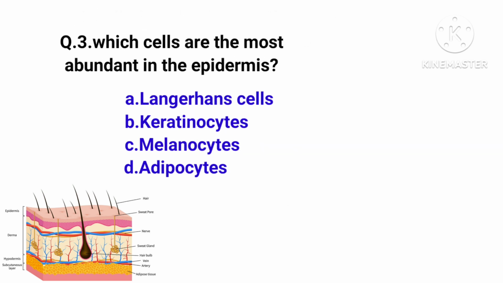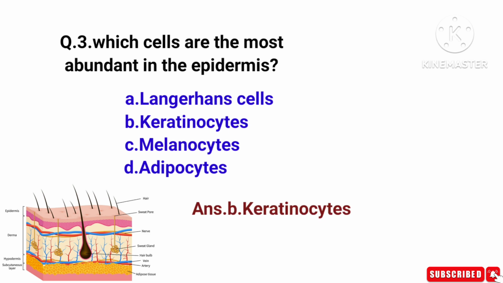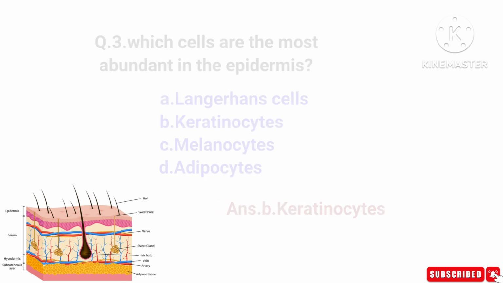Question number 3. Which cells are the most abundant in the epidermis? Langerhans cells, keratinocytes, melanocytes, or adipocytes? Keratinocyte cells are the most abundant in the epidermis.